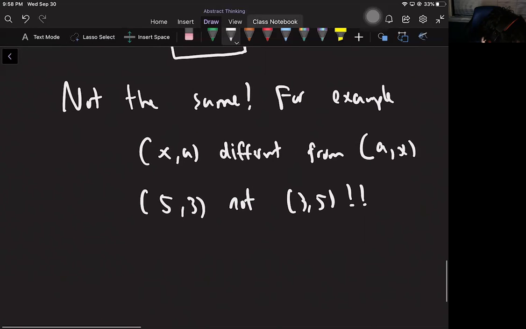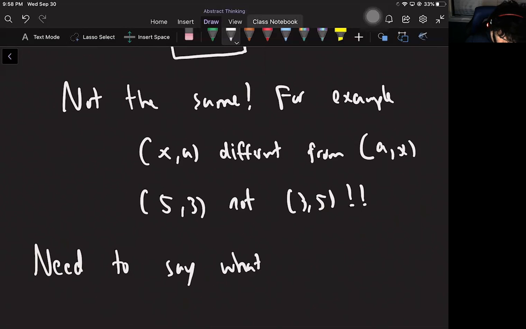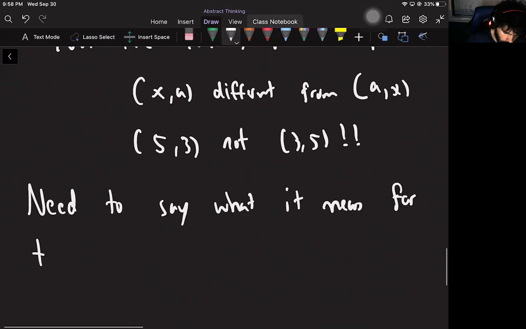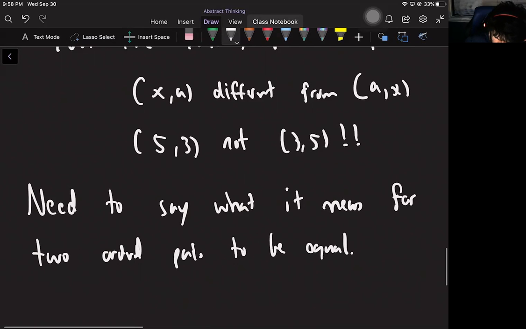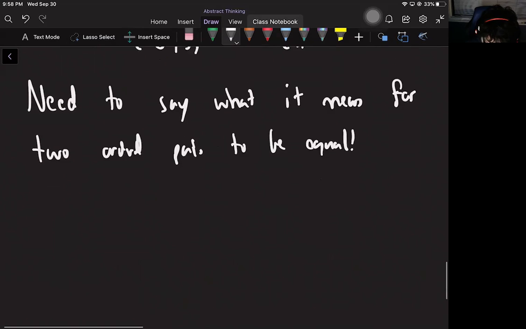And what this means is we have a notion of what does it mean for 2 ordered pairs to be equal. That's what we need to think about. So we need to say what it means for 2 ordered pairs to be equal. So we can think about what we're really trying to say here. So it's not too tricky. It should just be that they have the same exact coordinates.